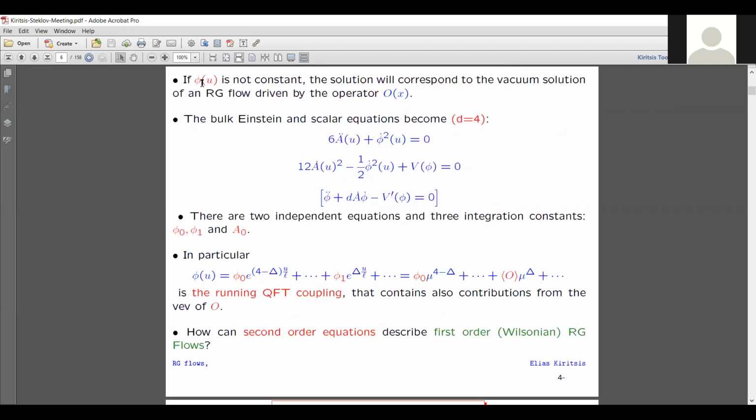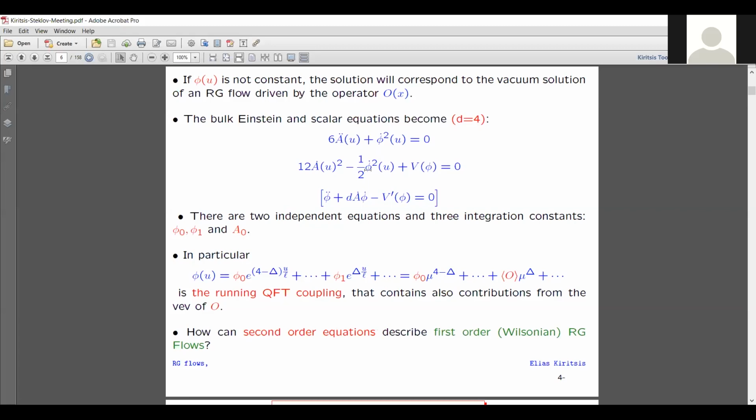If the scalar is constant, the solution will correspond to the vacuum solution of the theory. If phi is not constant, then the solution will correspond to the vacuum solution of a renormalization group flow that is driven by the operator O, which is dual to the field phi. Now, the bulk Einstein and scalar equations are quite simple, and most of you must have seen them many times.